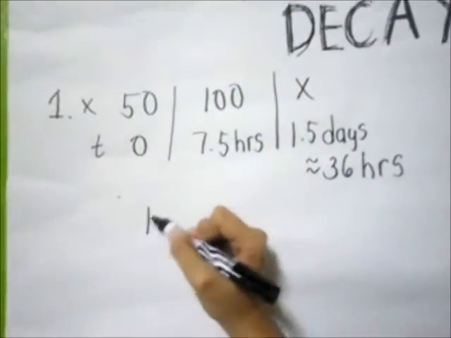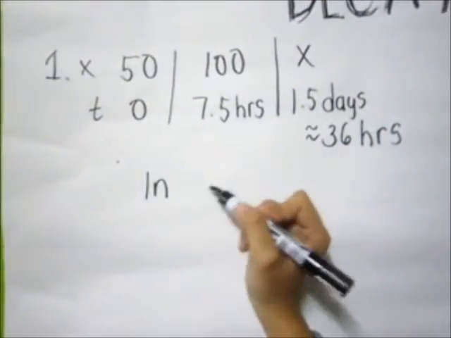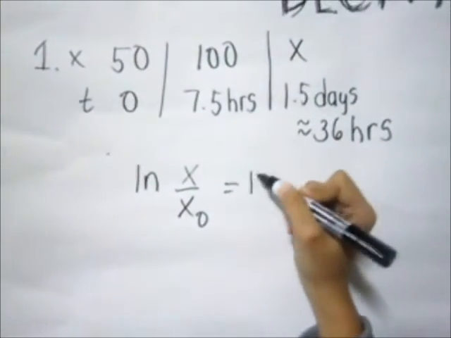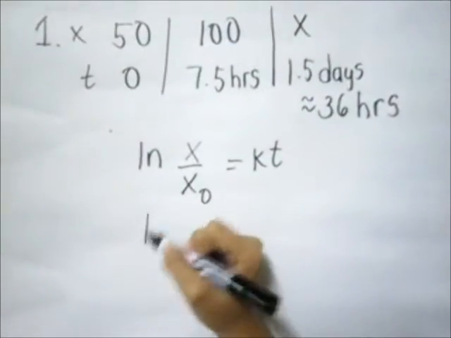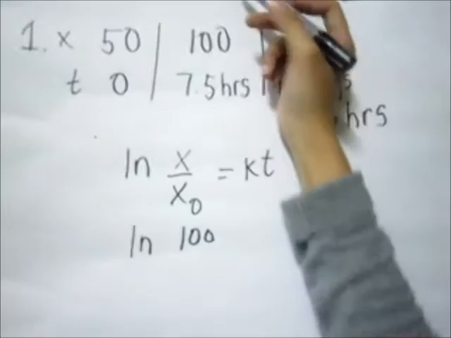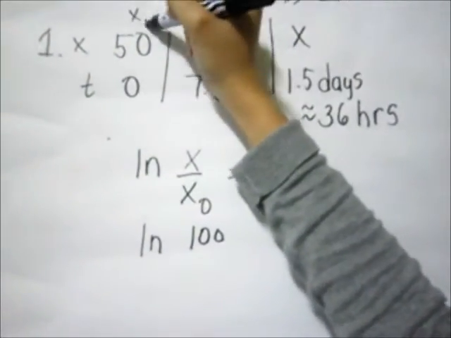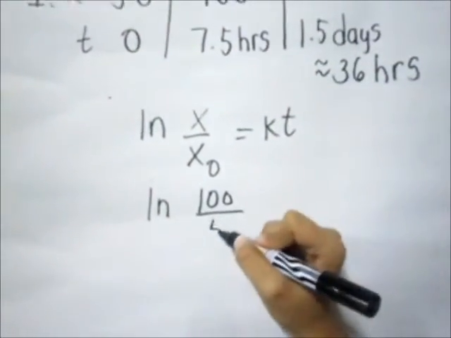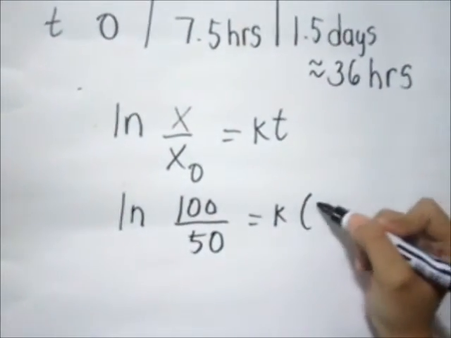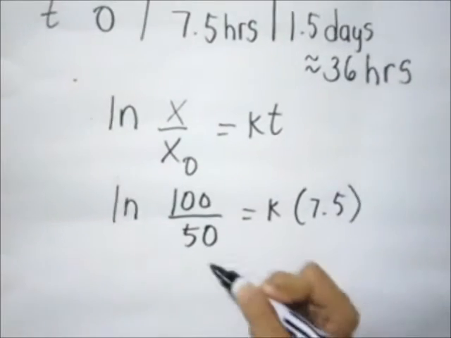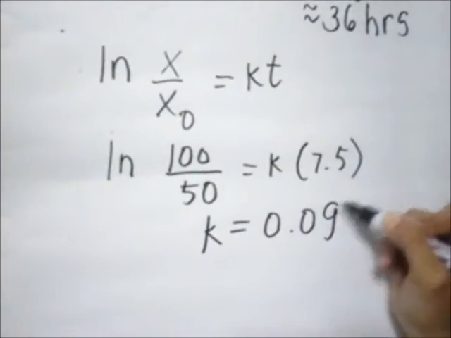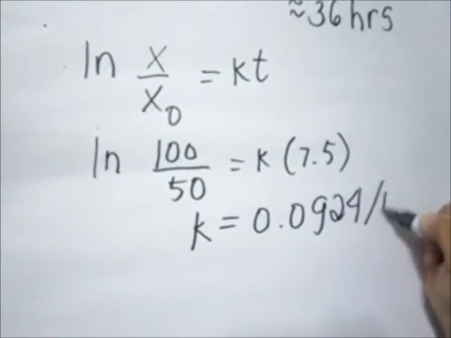So let us first solve the value of k using this formula that we derived a while ago. So ln of x, which is 100, over x naught, which is 50, is equal to k times 7.5. So the value of k will be 0.0924 per hour.